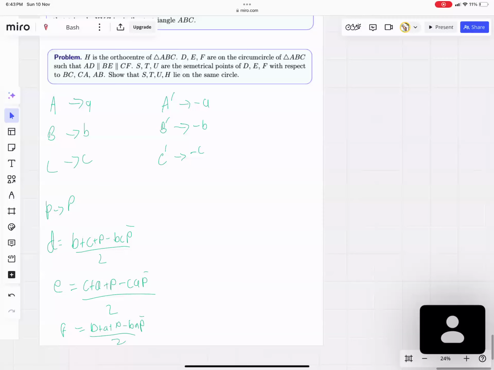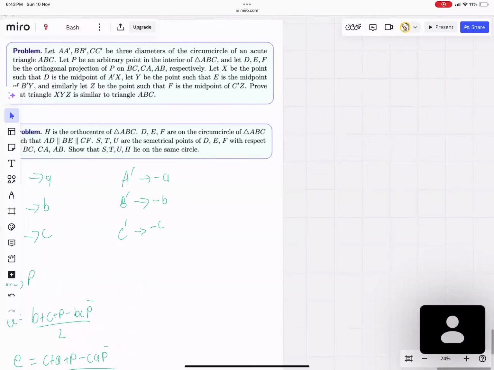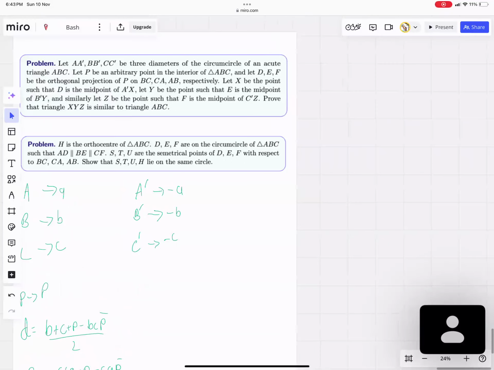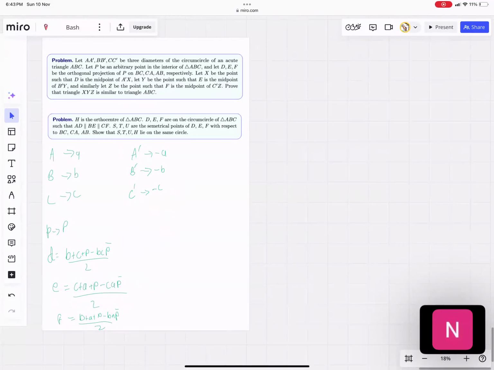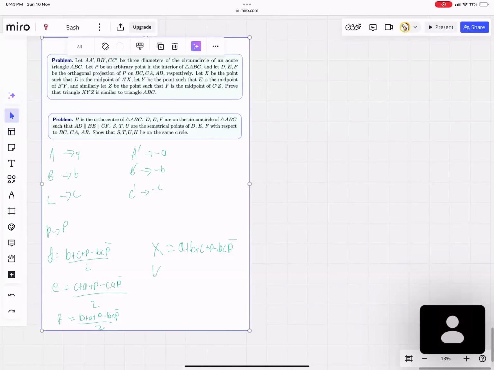Okay. So now can anyone tell what the coordinates of X, Y, and Z would be? So I found X is equal to A plus B plus C plus P minus BC P conjugate. Yes, perfect. And then everything else is just symmetrical. We must use small letters.